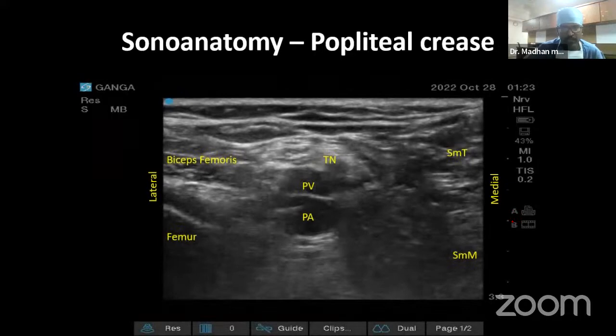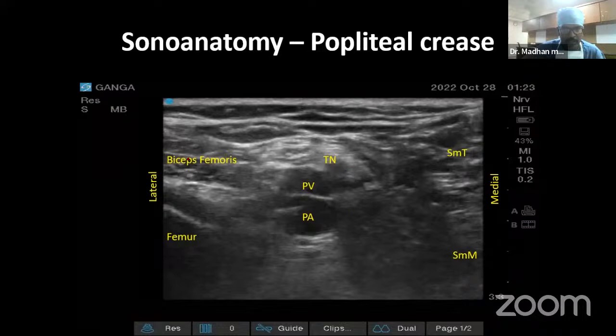So this is the sonoanatomy at the level of the popliteal crease. If you keep the probe in a transverse orientation in the popliteal crease with the orientation marker facing laterally, the structure you will immediately visualize is the popliteal artery, and then the popliteal vein. If you relax the probe pressure, you will find the popliteal vein, and this is the tibial nerve. This is a thick hyperechoic structure with the characteristic honeycomb appearance of a peripheral nerve.